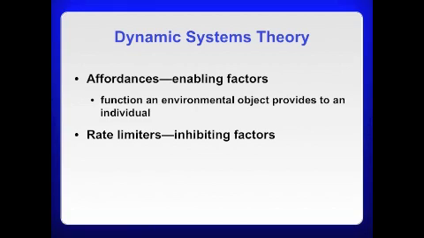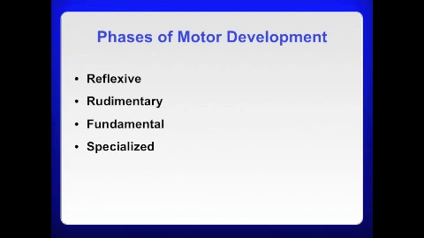There are two components of the dynamic systems theory: one is affordances, and the other is called a rate limiter. Affordances is when there are enabling factors, so the function an environment or object provides an individual. So these are things that allow the student to be able to function in society. So maybe an external part is having a walker, so they're more stable, so that constraint can be helped. Then the rate limiters are the inhibiting factors. So what is it? Is it the stairs in front of them? What are the inhibiting factors that could play into this?